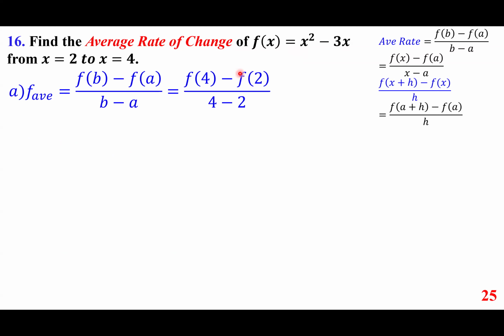So we're going to plug in 4. We get 4 squared minus 3 times 4 minus, we're going to plug in 2, 2 squared minus 3 times 2. And we're going to simplify the numerator.